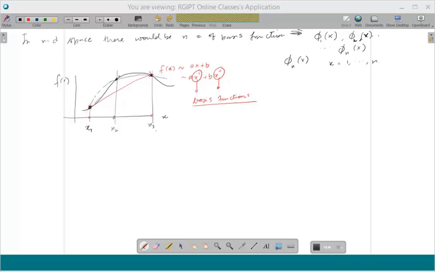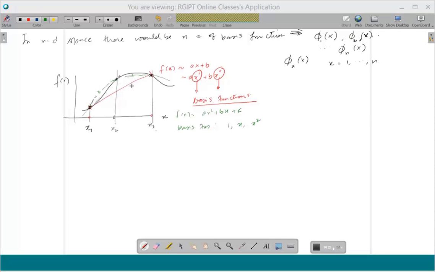So let's say the parabola might look like this. That would correspond to having three points, and in this case f(x) would be written as ax squared plus bx plus c, and your basis functions are nothing but 1, x, and x squared and so on.